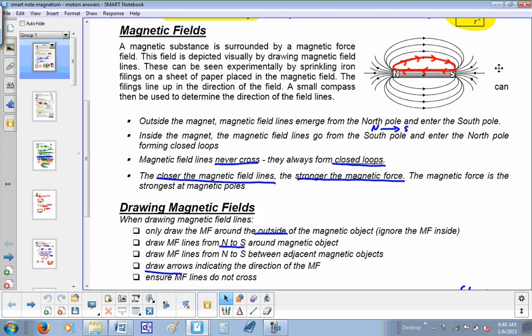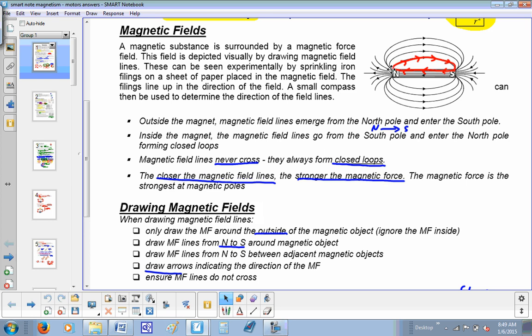Remember, magnetic fields exist around anything that is magnetic, for example a permanent magnet. You should know a couple of rules about magnetic fields. The magnetic field lines don't really exist, but we use them to help us understand the phenomenon of magnetism and the interaction of magnetic fields. The magnetic field lines go from north to south on the outside, and inside, south to north, so they form a closed loop pattern.